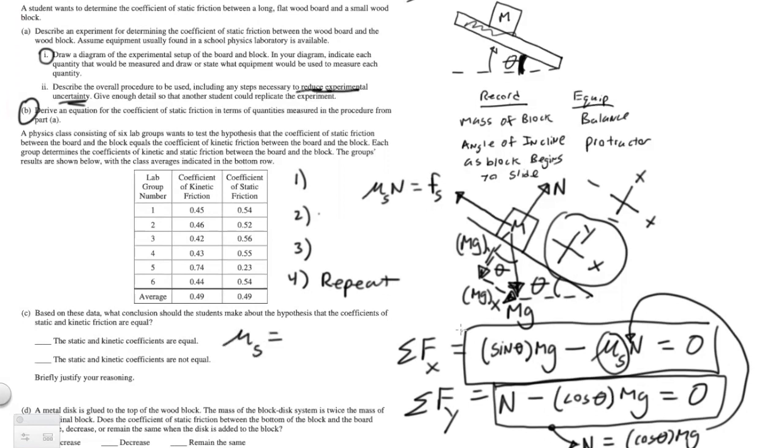Doing the algebra, mu static is going to be sine theta mg over the normal force, but the normal force is cosine theta mg. So we're going to plug that in. So this is going to be cosine theta mg. Mg's cancel. Sine over cosine is tangent. So you could just say that mu static equals tangent theta.